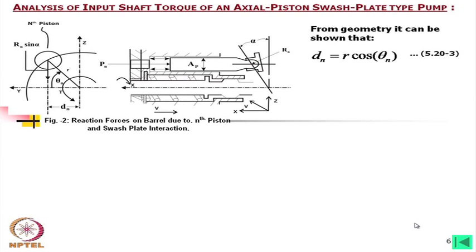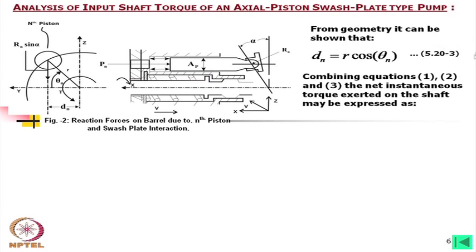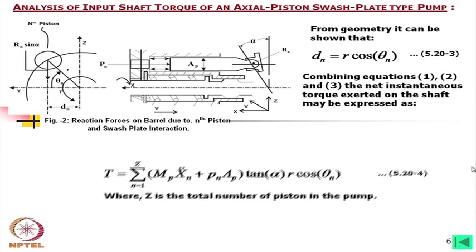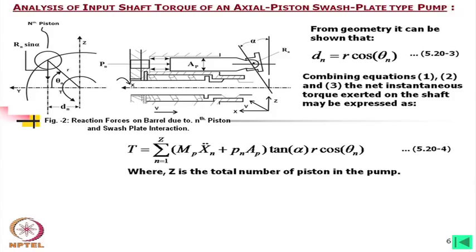Now, from geometry it can be shown that this distance is r cos theta n. Okay? This is r, and theta n is the angle of the nth piston. So, easily we can calculate what the torque arm will be. Combining equations 1, 2 and 3, the net instantaneous torque exerted on the shaft may be expressed as, considering all the pistons which are giving the force. Now, look at this, in this case we have considered n equal to 1 to z and taken the summation of this.